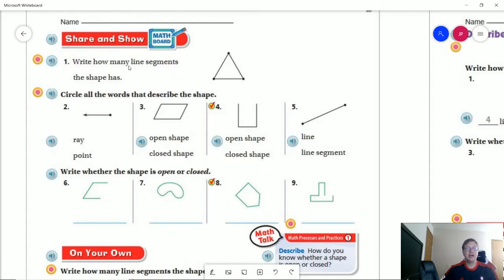So let's look at our share and show questions. Number one, how many line segments does the shape have? Well, we have a triangle, so that means we have three sides to the shape, and all three of those sides are going to be line segments.